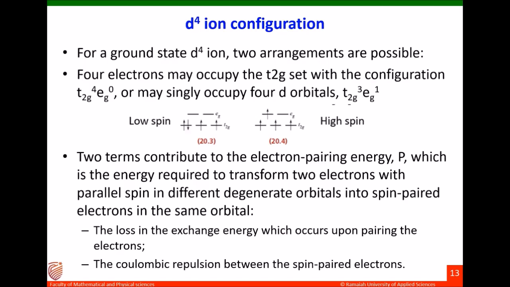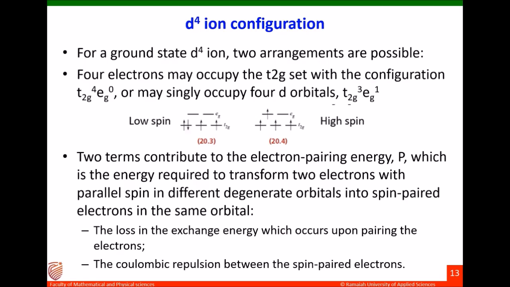For a high spin D4 configuration shown in 20.4, 3 electrons are in T2g and 1 electron is in Eg. So we can calculate CFSE as 3 into minus 0.4, because 3 electrons are in T2g, plus 1 into plus 0.6, because 1 electron is in Eg. So the total value will be minus 0.6 delta octahedral.